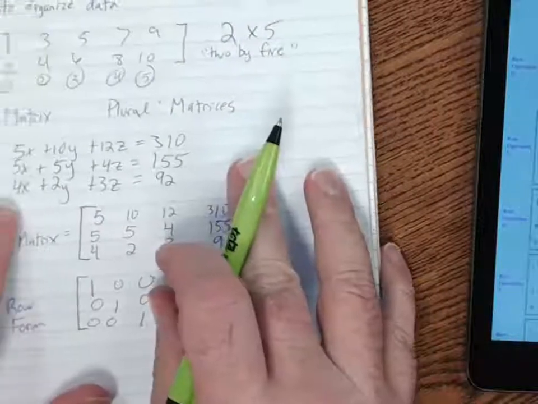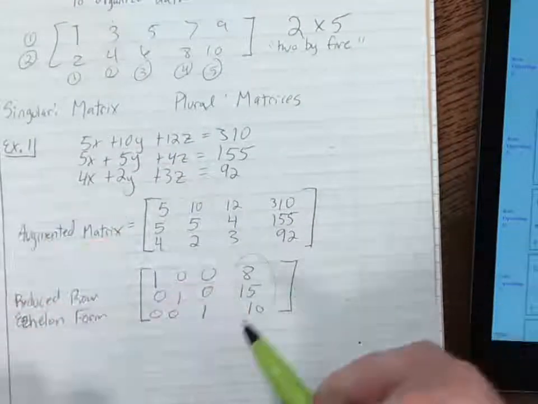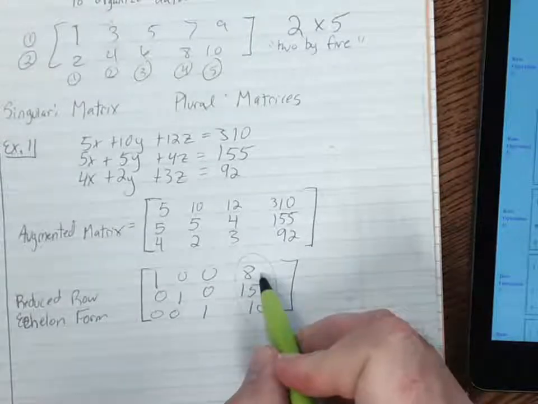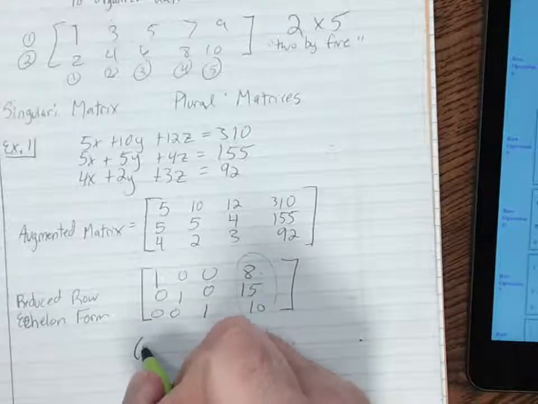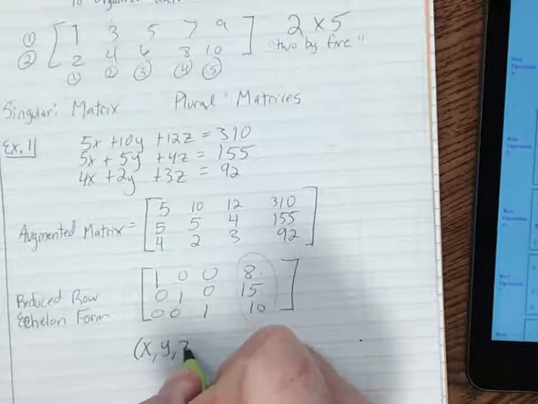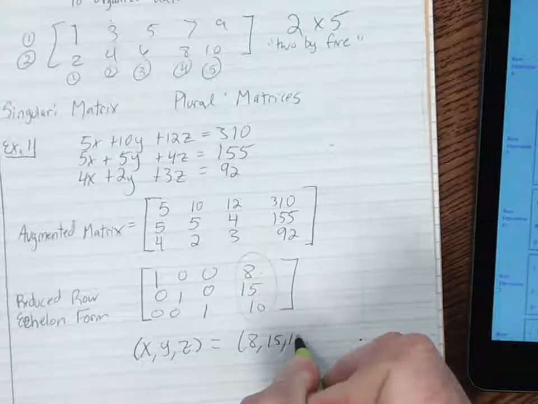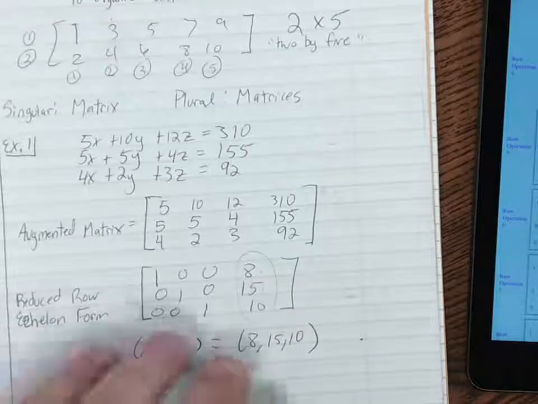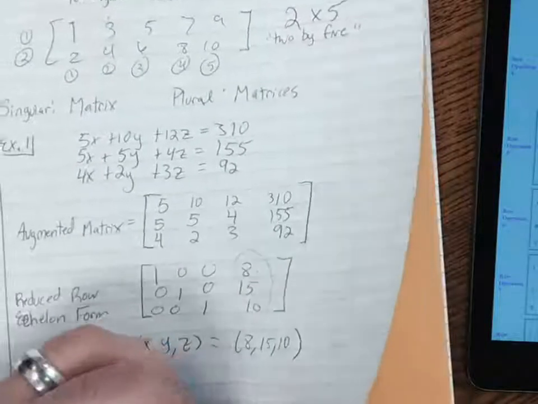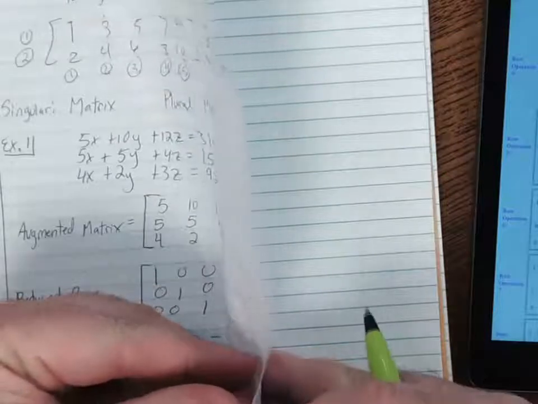Remember how originally it went X, then Y, then Z? Well, that's how the column works. Your X is 8, your Y is 15, and your Z is 10. So you would write X, Y, Z equals 8, 15, 10, and you're done. There's not a whole lot of math that you actually have to do in your head because we're giving you the calculator to do that work for you.